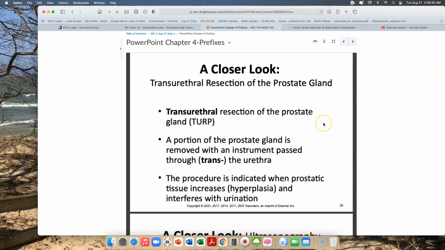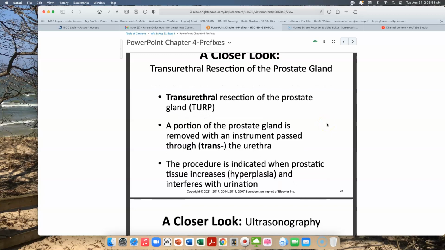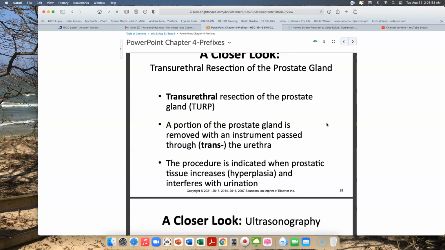Transurethral resection of the prostate gland is called a TURP procedure, a TURP. That's where a portion of the prostate gland is removed with an instrument that's passed through the urethra. It's often done because a male has had their prostatic tissue grow, which is hyperplasia, and it's interfering with urination.